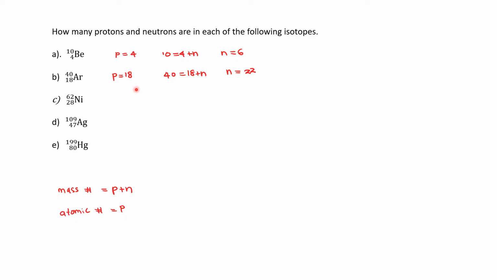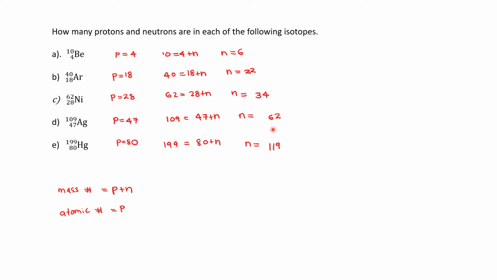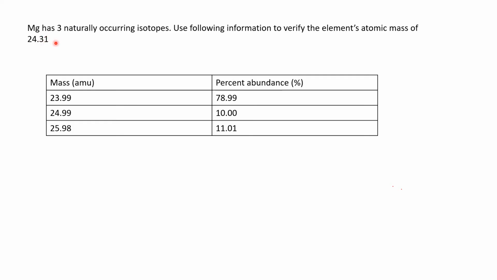Argon has 18 protons and then 22 neutrons. Nickel has 28 protons and 34 neutrons. Silver has 47 protons and 62 neutrons. Mercury has 80 protons and 119 neutrons.